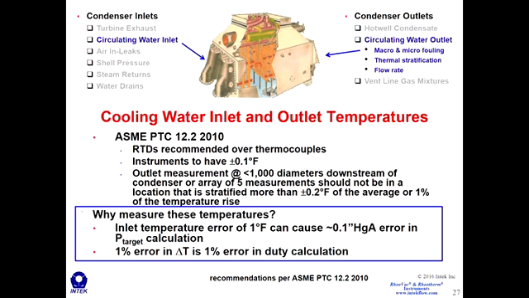But why do we want to make these measurements? Well, an inlet temperature error of 1 degree can cause up to a tenth of an inch error in your target calculations for pressure, and also a 1% error in delta T will correspond to a 1% error in your duty calculation. So it's important to get this measurement right to do a good performance analysis.